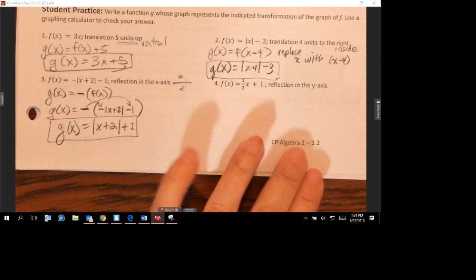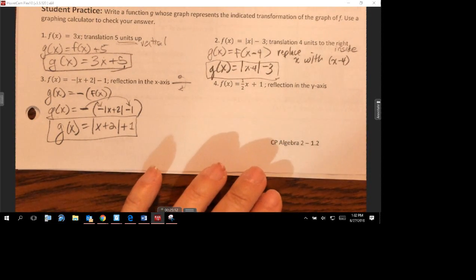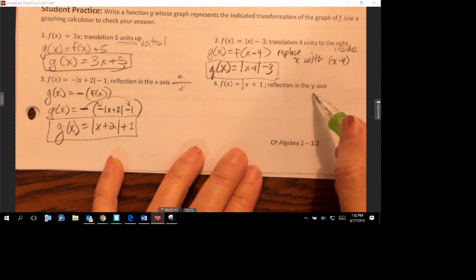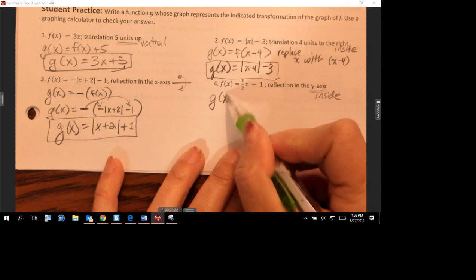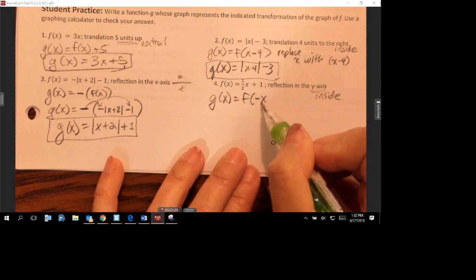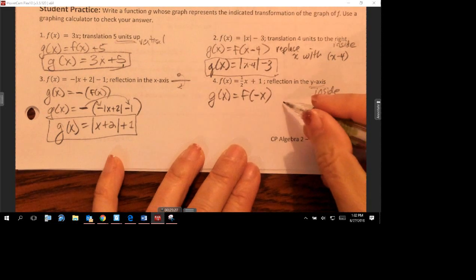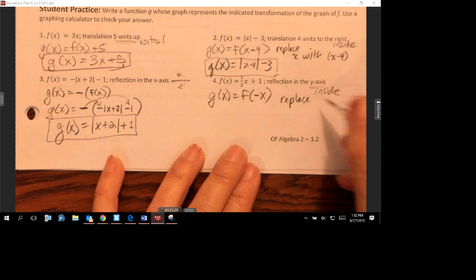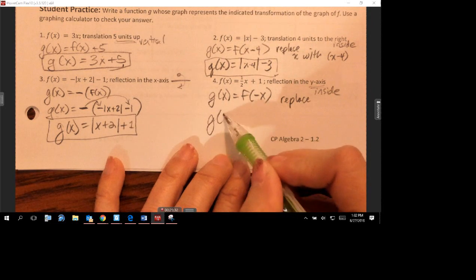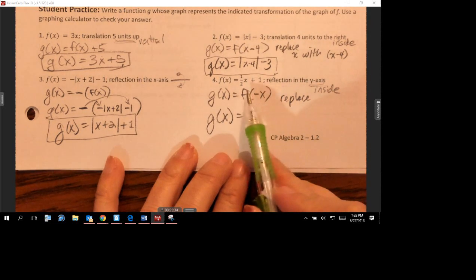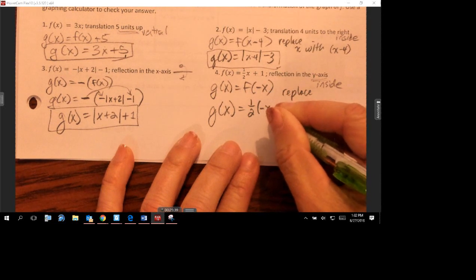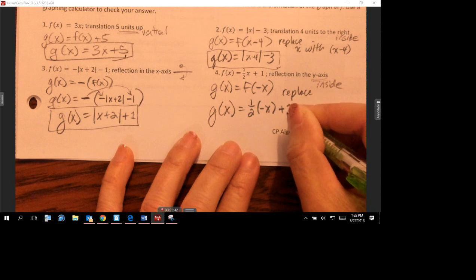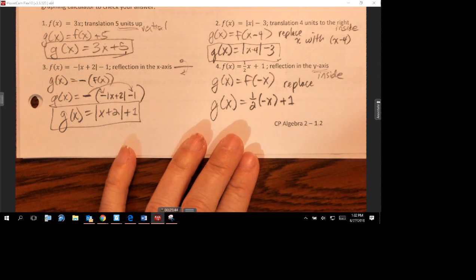And then number 4, yeah, you guys can go grab it. Number 4 says a reflection of the y-axis, so that's horizontal, so that'll be on the inside. So we'll be doing g of x equals f of negative x, you put on the inside. And this is the kind that we replace. So we'll have g of x equals wherever I see an x, I'm going to make it a negative x. So I'll have 1/2 parenthesis negative x plus 1.